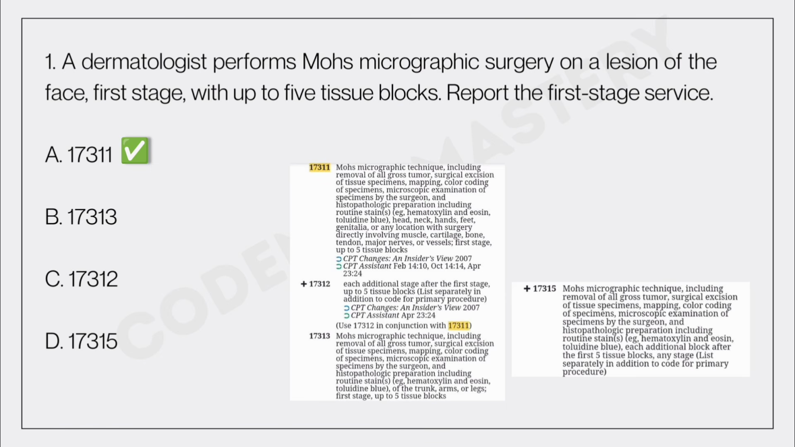That is option A. 17312 is wrong because it is for each additional stage after the first. The question clearly says first stage, so this option will be wrong. And 17313 is for trunk, arms or legs. The lesion is on the face, so the anatomical location doesn't match. So 17313 is wrong. And 17315 is an add-on code for each additional block after the first 5 any stage. The question clearly specifies up to 5 blocks, so no additional block code is needed. The right answer is option A.